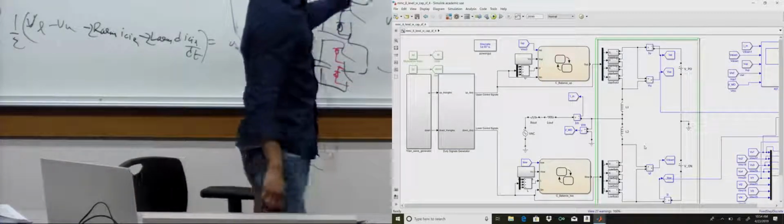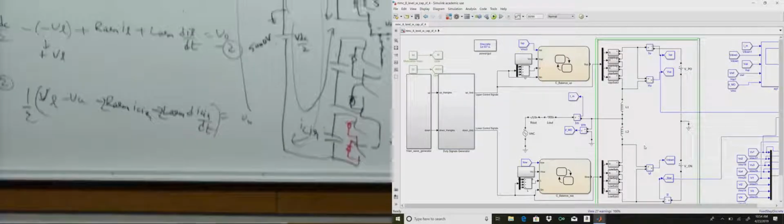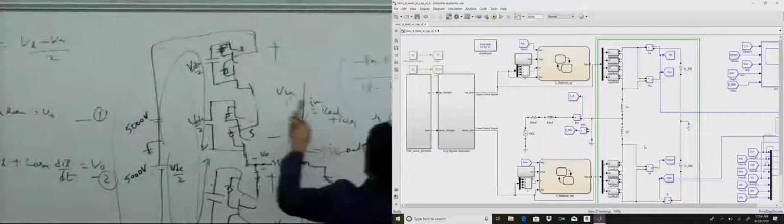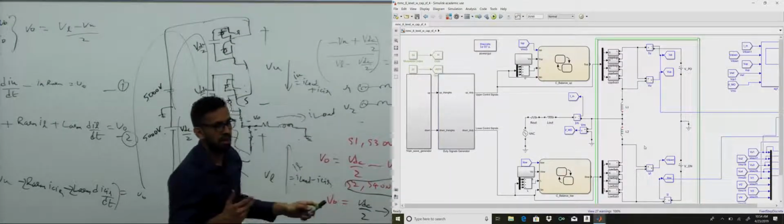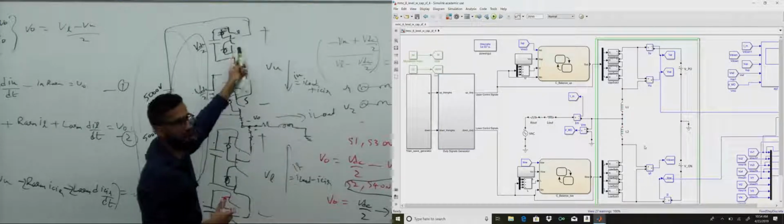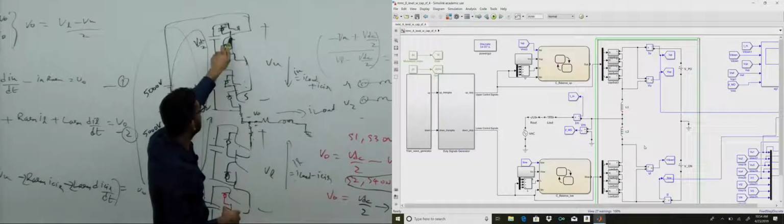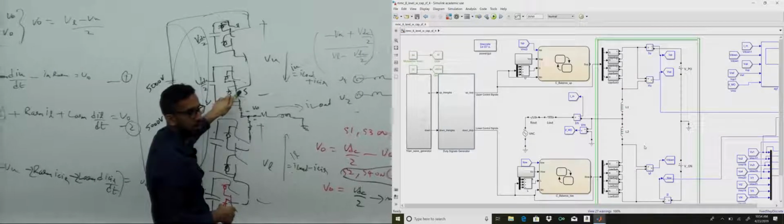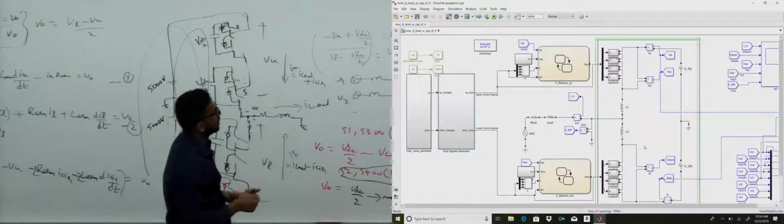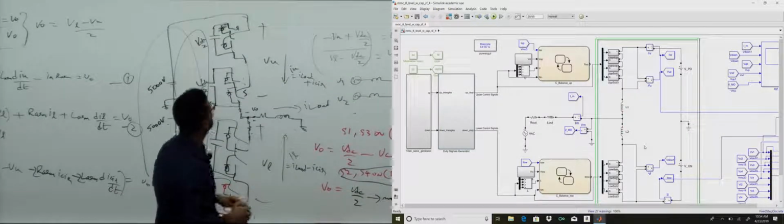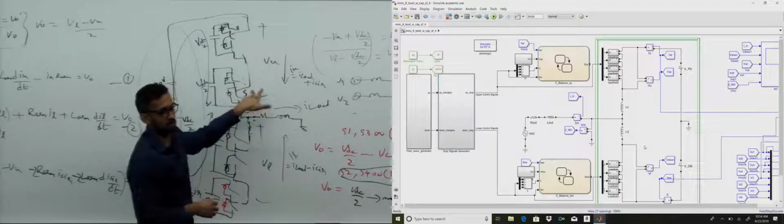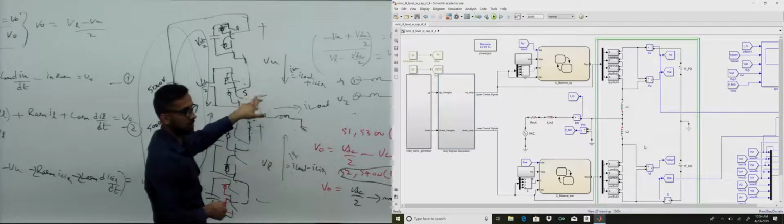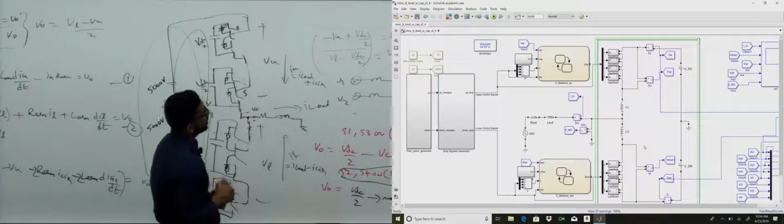So in order to produce this net VU, how much do you think the average voltage of each submodule is? It's VU over 2, right? An average of VU over 2 because these two add up. So average here and average here add up, and so the net sine wave produced will be sine wave average due to this plus sine wave average due to this.